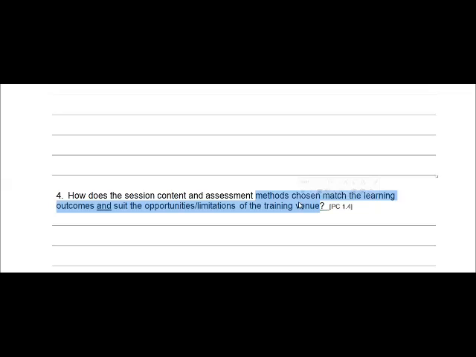So how does the session and content and assessment methods chosen match the learning outcomes? Okay. So all you're doing there for question number 4 is just saying what it is you're going to train, how you're going to assess them, and how that relates to the learning outcomes, and what you're able to use in terms of the actual training venue.